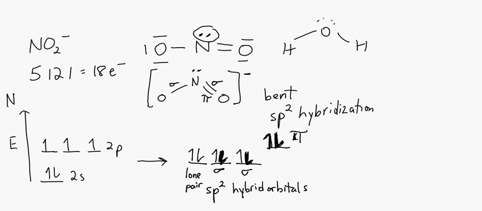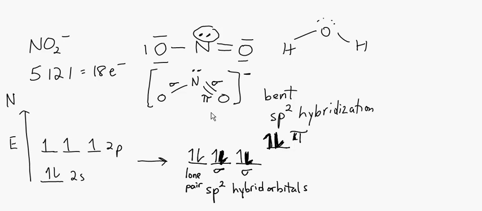Now here would also be a good time to talk about resonance. Notice that we could have drawn the double bond to either of the oxygens. And then what we find in the lab, in the experiments, is that this double bond is not as short as we would expect a double bond to be, and this single bond is not as long as we would expect a single bond to be. The actual bond lengths are intermediate between a single and a double bond. So this is what's called a resonance hybrid.